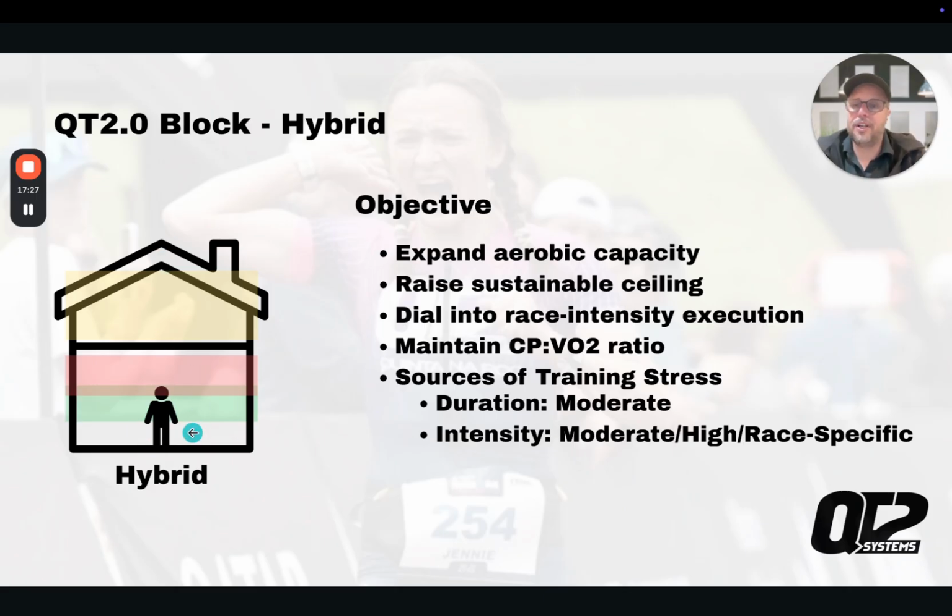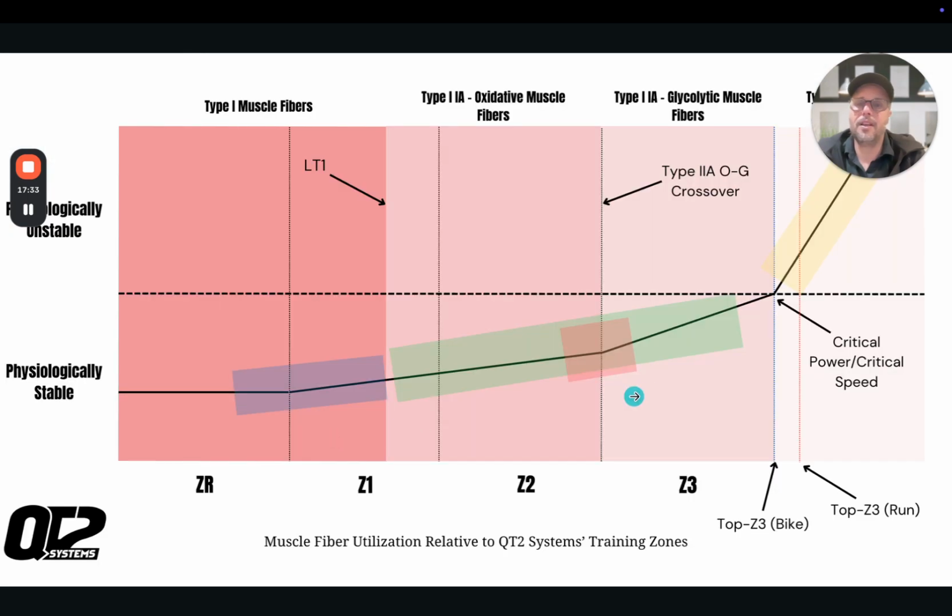And then we're also trying to make sure we can utilize any fitness that we have in as race specific a way as possible. From a muscle fiber utilization standpoint, of course, we have our aerobic work down here, which is all typically type 1 work. We have our build threshold work, so raising the ceiling here to this little red box right there, right at the type 2A oxidative glycolytic crossover point.